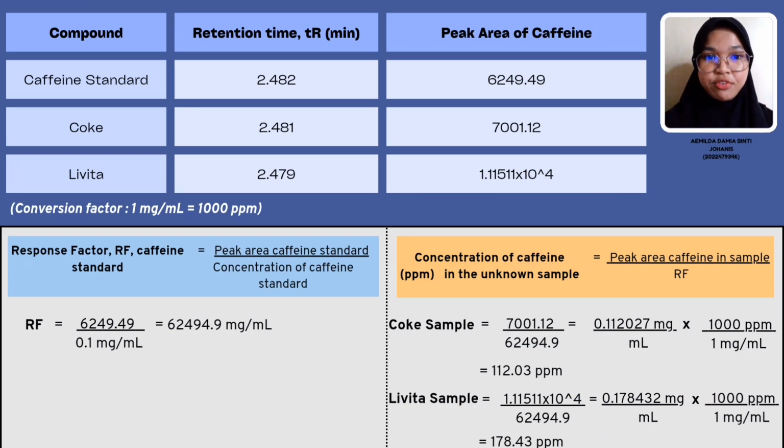Based on the provided formulas, which use the peak areas and the response factor, we calculated the caffeine concentration. For Coke, the concentration was 112.03 ppm, while for Levita, it was higher at 178.43 ppm.